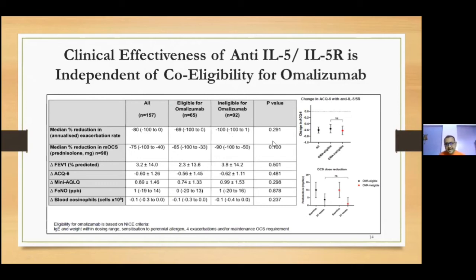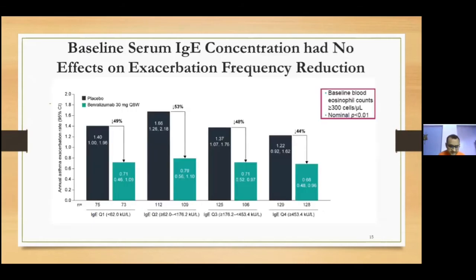But the thing is that both the eligible and ineligible groups show a similar type of response in terms of symptom score reduction or OCS dose reduction. So here also we can see even the baseline serum IgE concentration had no role or no effect on exacerbation frequency reduction. So this study is done with benralizumab.